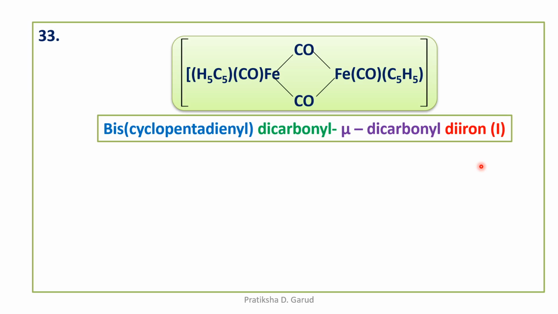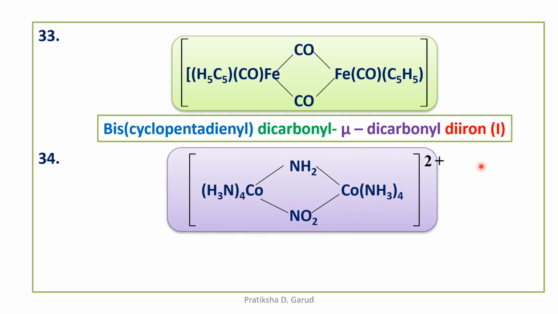Right. Let's take the next example of the same bridging type of ligands. Now here the bridging ligands are different, right? And the complex ion has a charge +2. Therefore at the end we have to write ion, right? Then it has 4 NH3 on one side and 4 NH3 on the other side. That means a total of 8 ammine ligands. There are two metals which are the cobalts, and the bridging ligands, one is the NH2 and another is the NO2. We have to put them alphabetically.